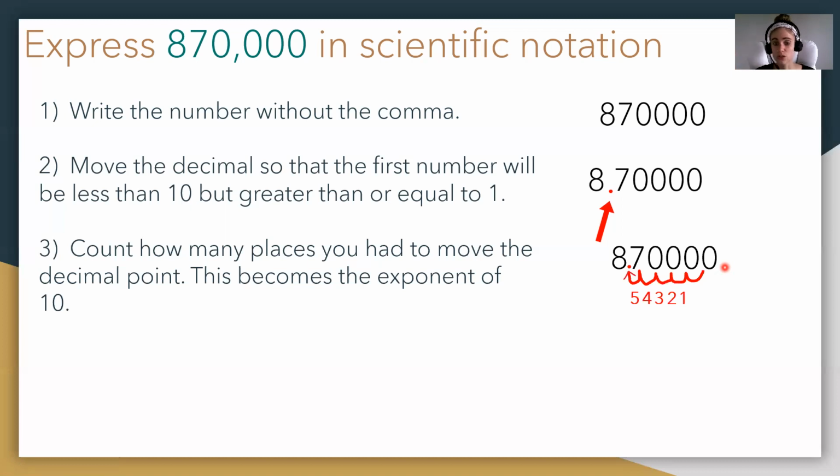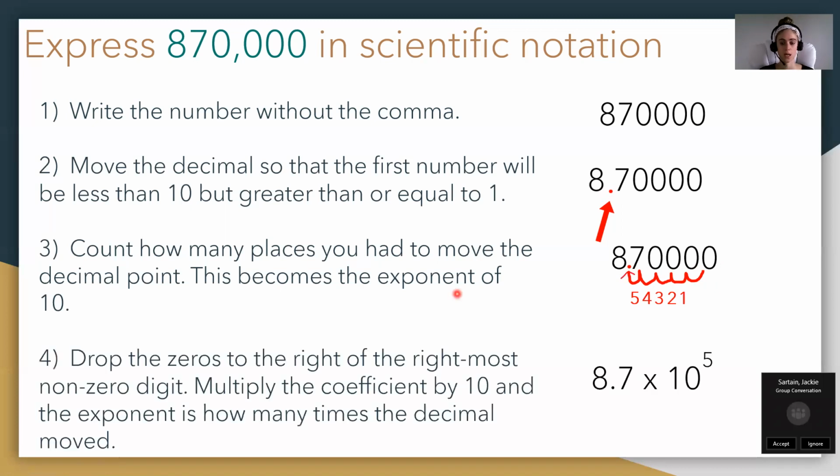So in order to get this so that my coefficient falls between 1 and 9, we have to move our decimal point all the way up to here, which is 5 times. That movement is what becomes your exponent. So to officially rewrite it into scientific notation, we're going to drop all of our zeros, and we have it rewritten as 8.7 times 10 to the 5th power, because I moved the decimal point 5 times.